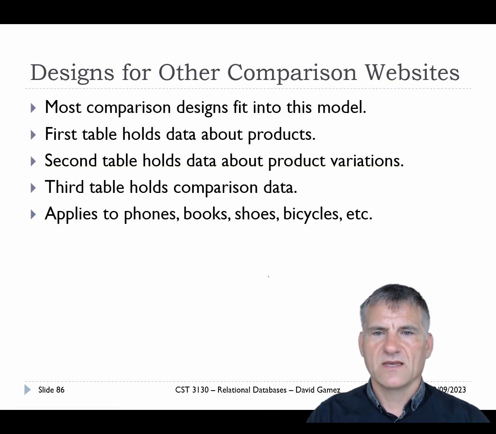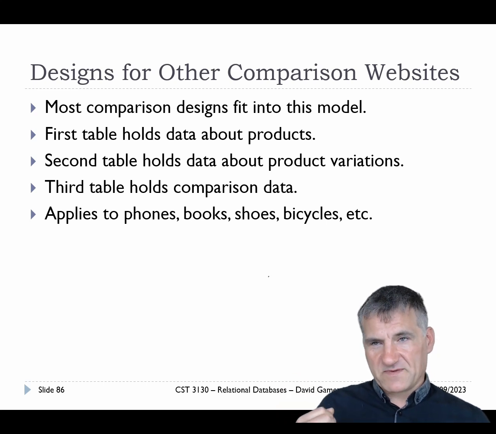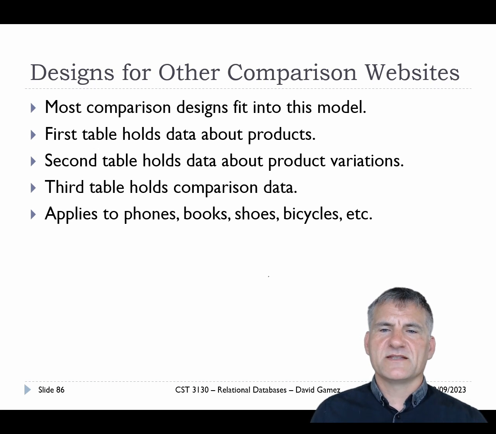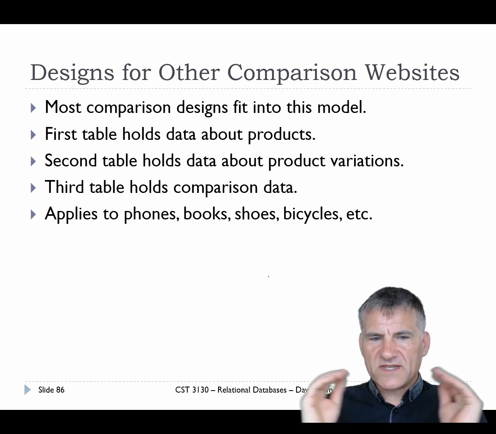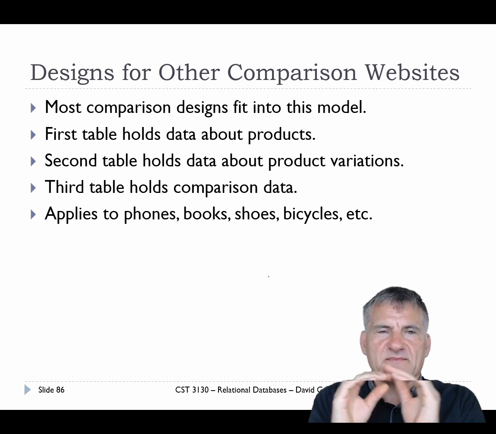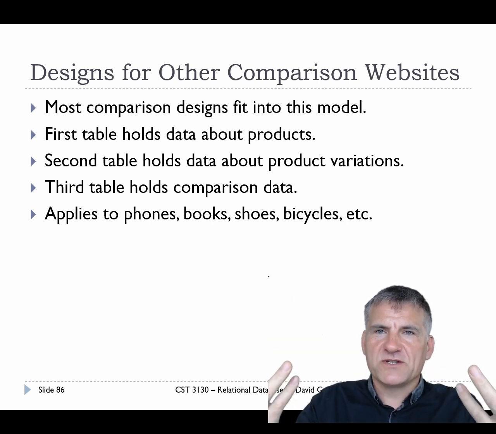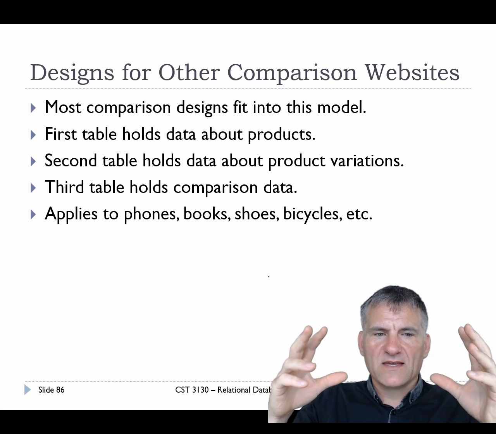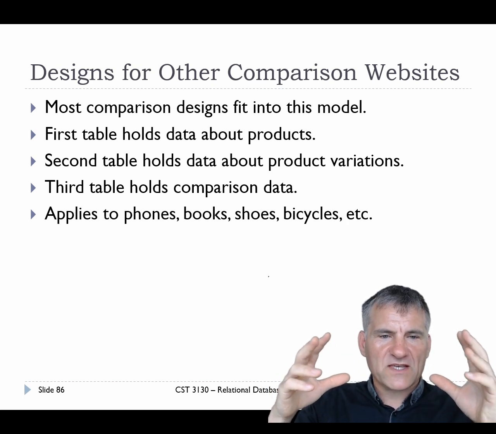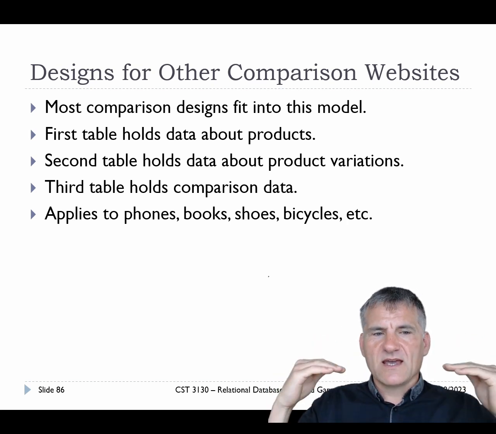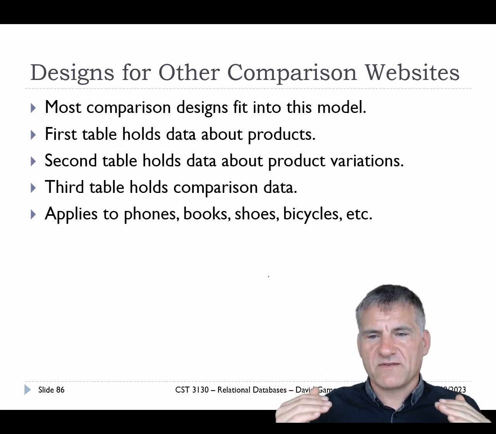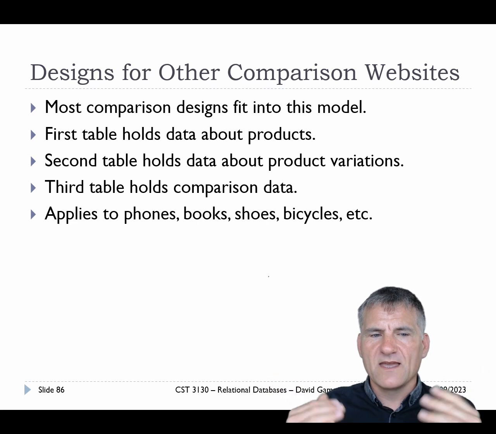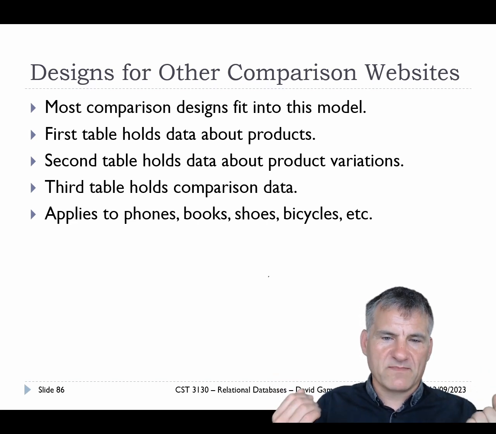Now I've been teaching this course for, I don't know, 5 years, something like that, and I found that most comparison designs fit into this model. So you have one table to hold the data about the products. This isn't something you can buy. This is a description of the different types of things you can buy. It's not an actual product, it's just data about the products. And then the second table holds data about product variations, so this might be the size of a box of cereal. And then the third table will hold the comparison data.